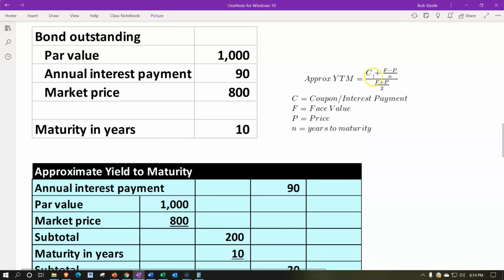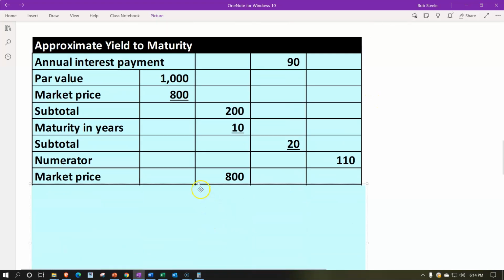Instead of doing F plus P divided by 2, we're going to vary it, and then we'll do this one again in the second calculation. This way it seems to be a little bit more accurate. So you might see it formatted this way too.